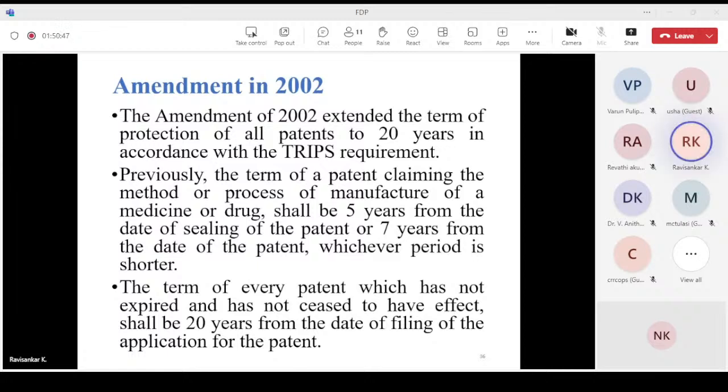Then they amended our Act in 2002, which extended the term of protection of all patents to 20 years in accordance with the TRIPS requirement. Previously the term was 5 years from grant or 7 years from filing date, whichever expires sooner. Then the term of every patent which has not expired and has not ceased to have effect shall be 20 years from the date of filing of the application. So whichever patents had not yet expired by that time, all of those patents got extended up to 20 years from the filing date.